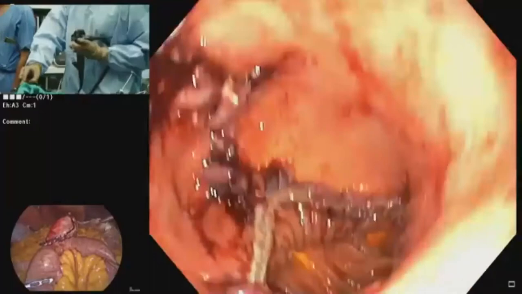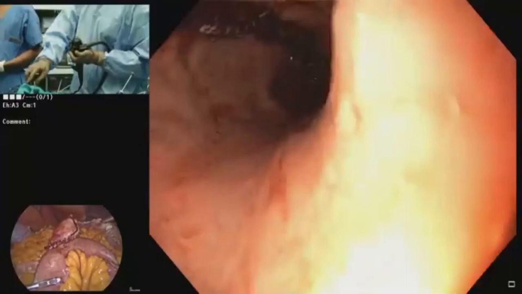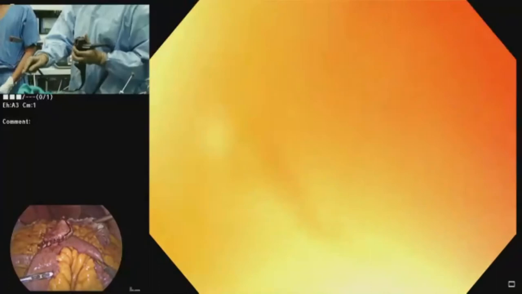When I pull the scope back, that's not bleeding either. There's a small oozing here. I think that would settle down with time. So I'm going to just remove my scope.